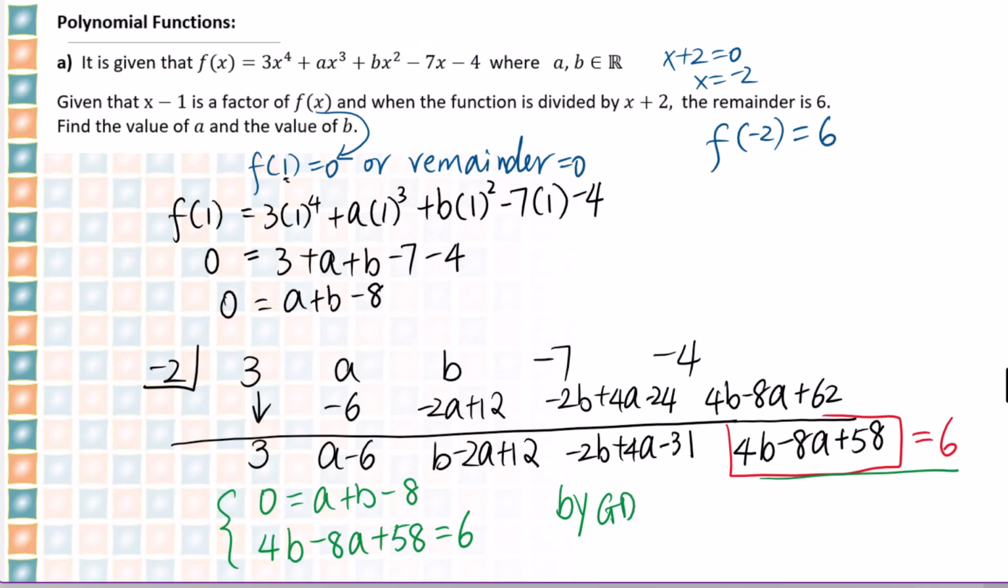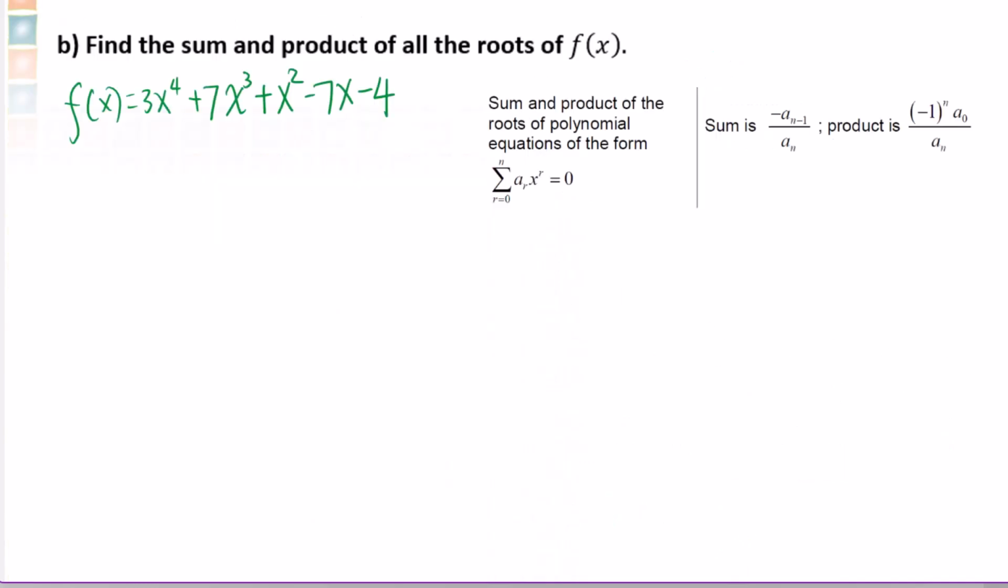So a equals 7, b equals 1. Let's go to B. Find the sum and the product of all the roots of f of x. This is the formula for this question. From this function, we do know a sub n equals 3, a sub n minus 1 equals 7, a sub 0 equals negative 4.